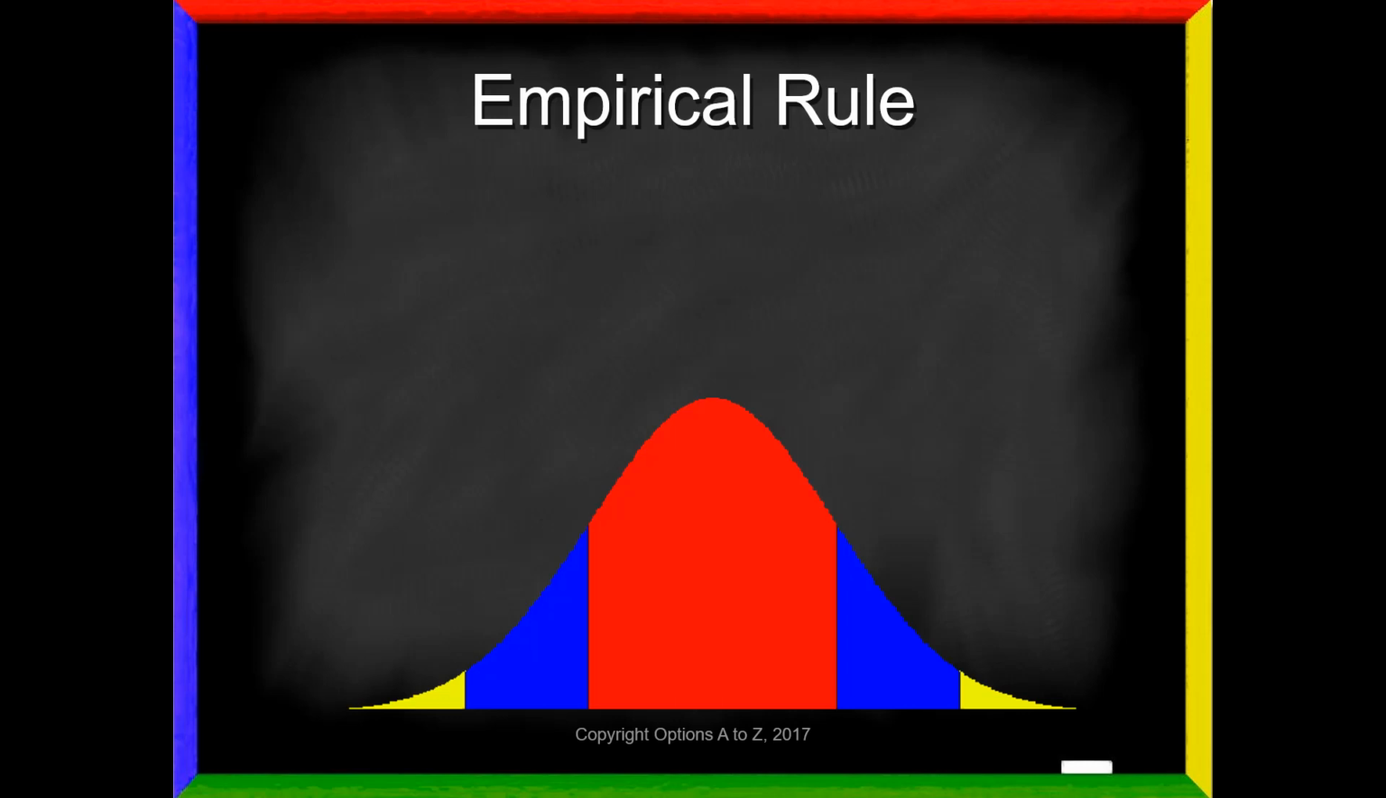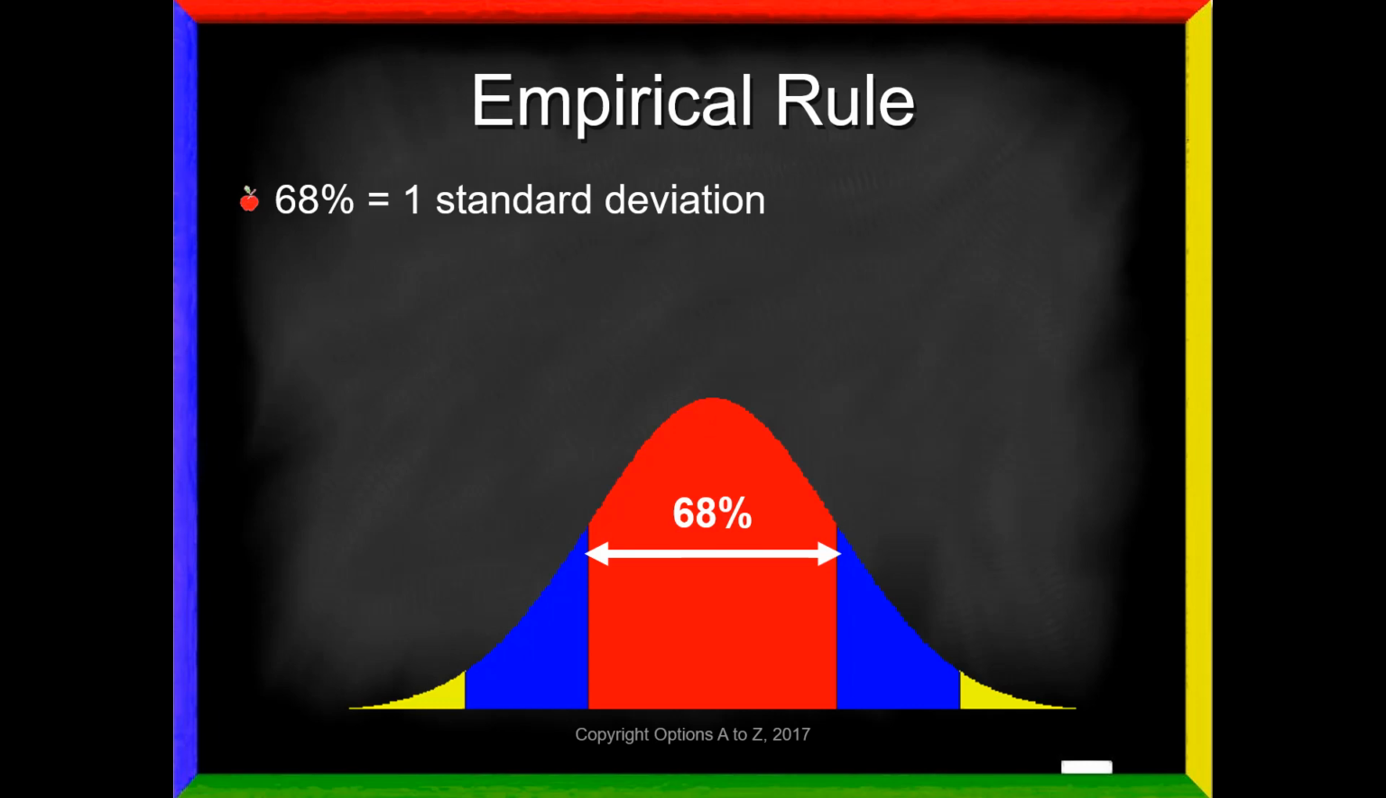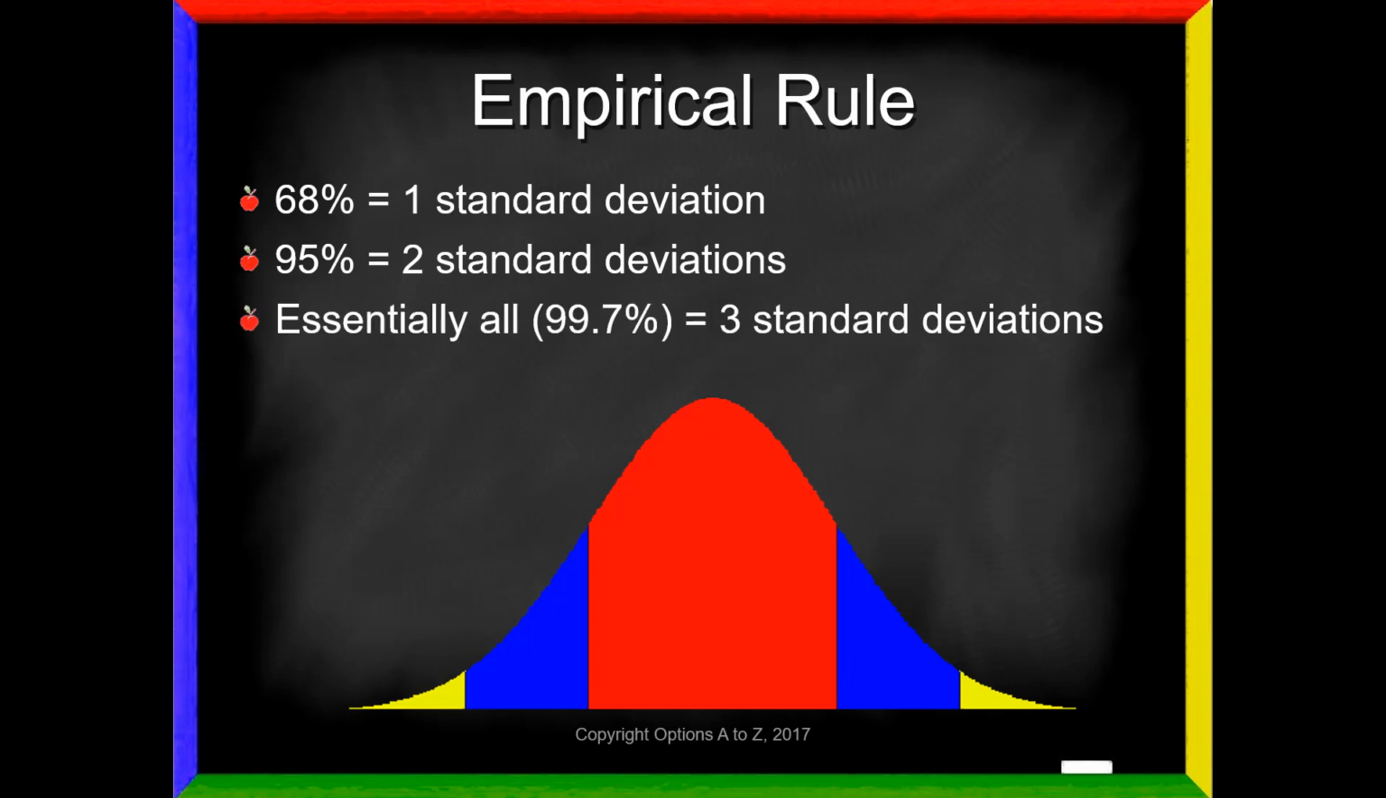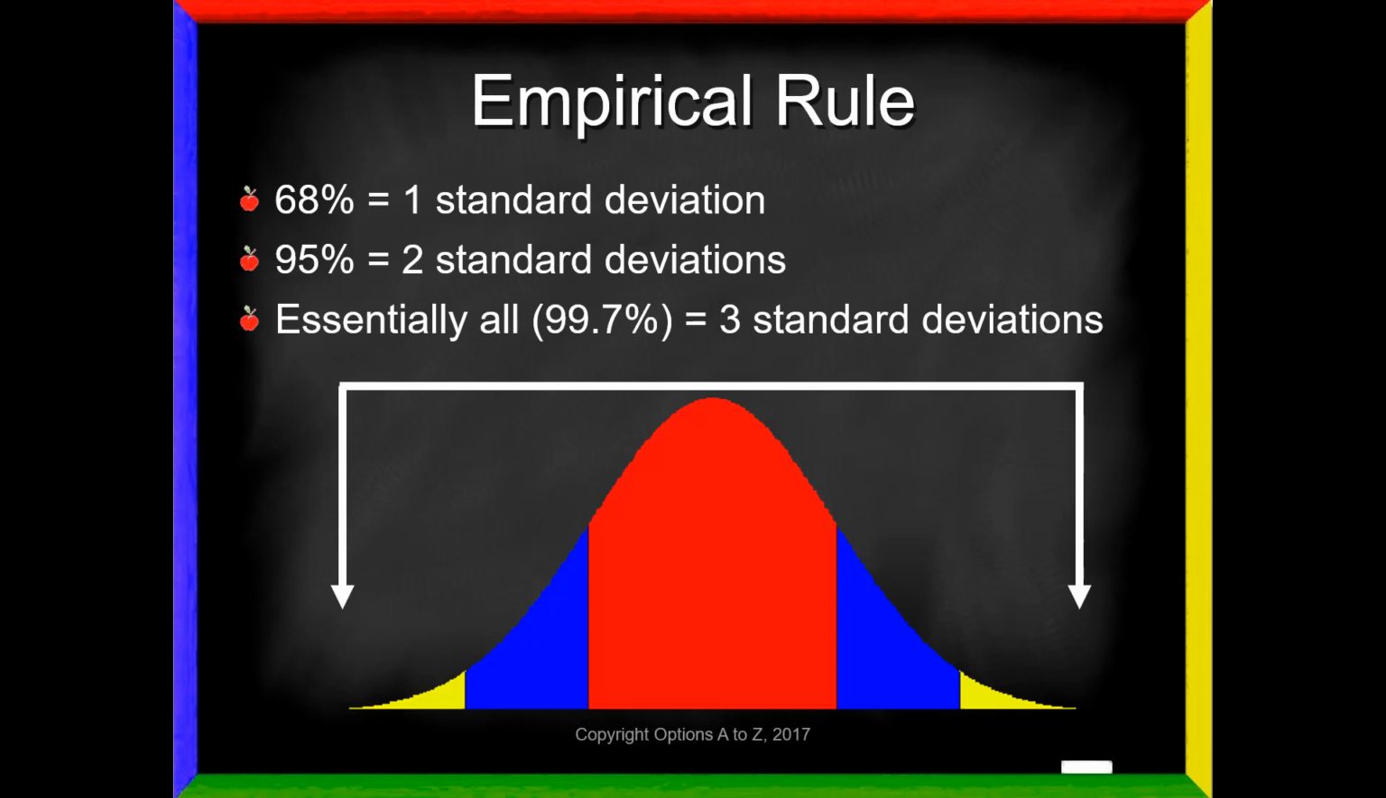And what it says is that 68% of your observations, regardless of the bell curve, 68% of them will fall within one standard deviation. And one standard deviation down here is this area in red. On the other hand, 95% of your data will fall within two standard deviations. And so that would be the area down here of red plus blue. And then finally, almost all, or about 99.7% of all of your data will fall within three standard deviations, which means it will most likely fall somewhere in all of these three areas, the red, blue, and the yellow.